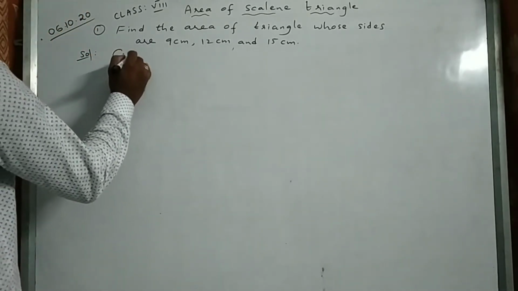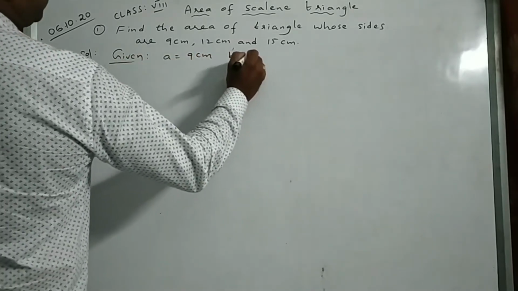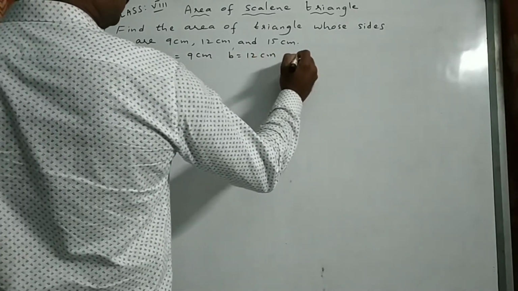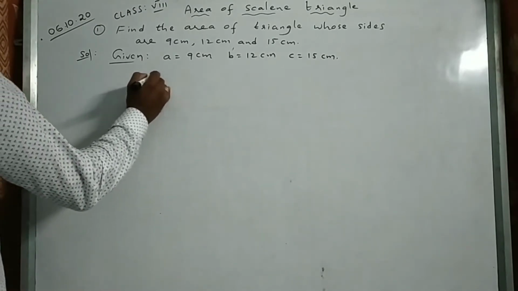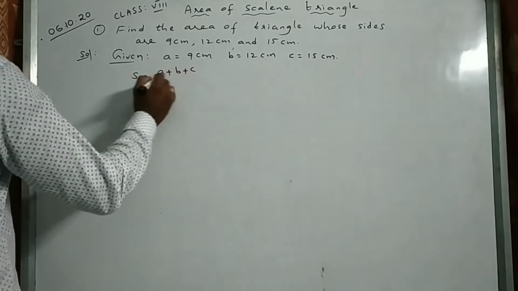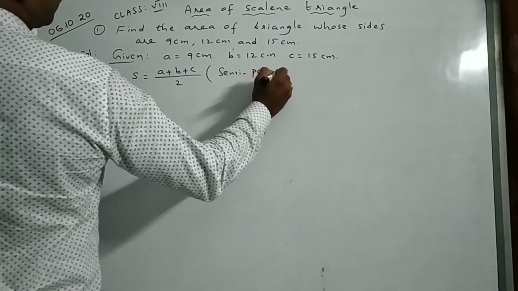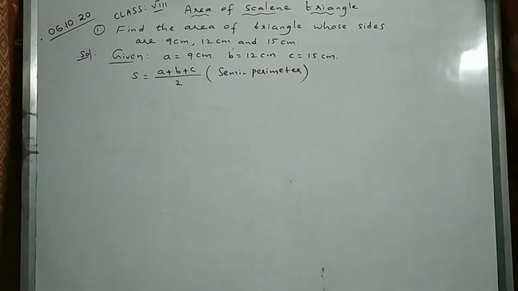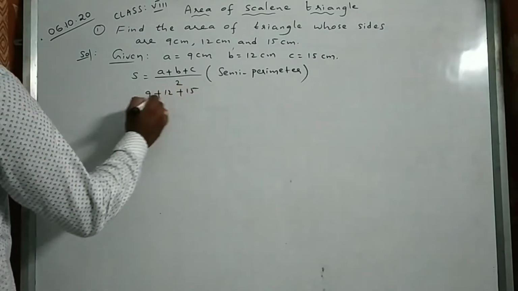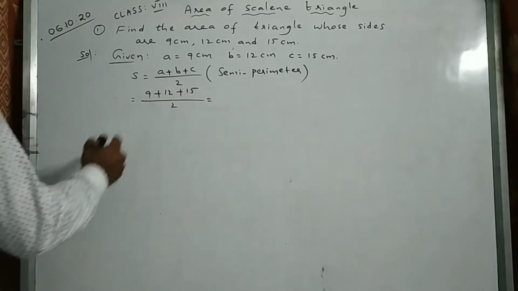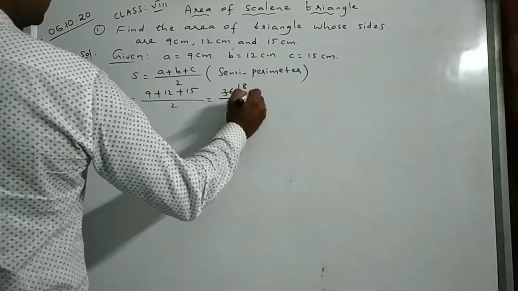So given, I will consider small a equal to 9 cm, small b equal to 12 cm, small c equal to 15 cm. First, what should you find? S equal to a plus b plus c upon 2. This is called semi-perimeter, right? So calculate that first one. 9 plus 12 plus 15 upon 2. How much you will get? 21 plus 15, 36. Means 2 18s.